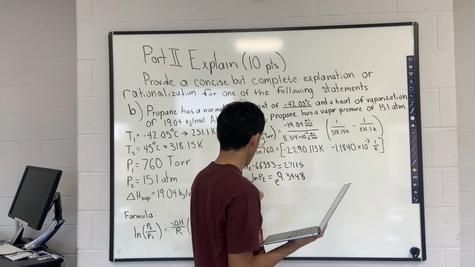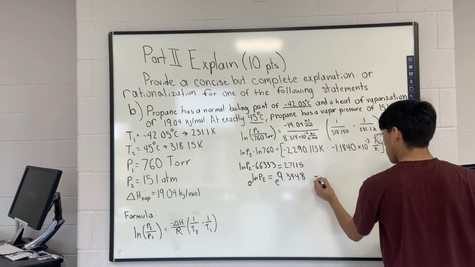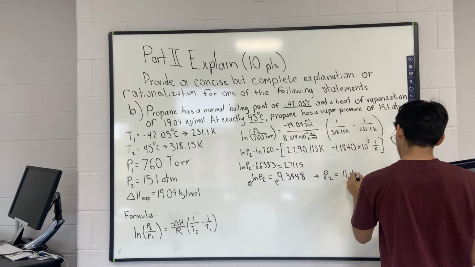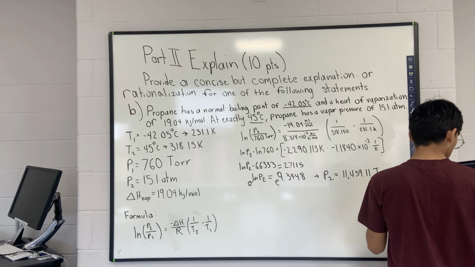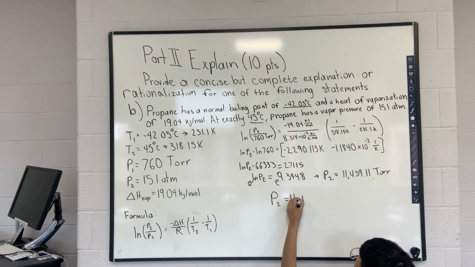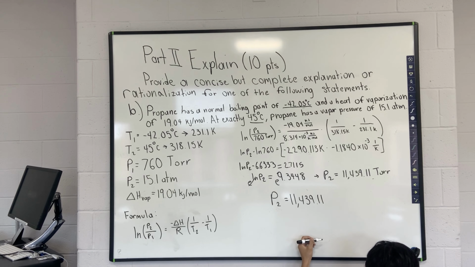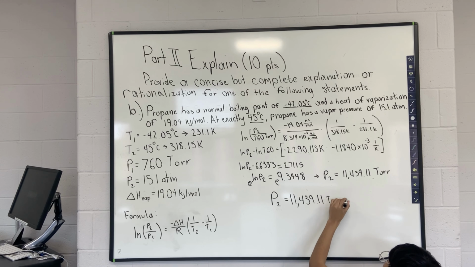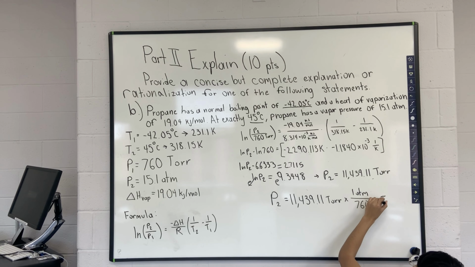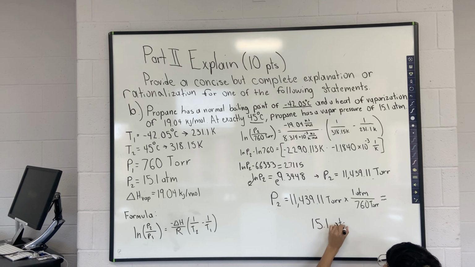Next step, in order to cancel out ln on the left side, I then did e to the power in my calculator. So e to the ln P2 equals e to the 9.3448, which gave me a P2 of 11,439.11 torr. But because the problem was asking for the vapor pressure in atm, I then converted that and I got 15.1 atm.